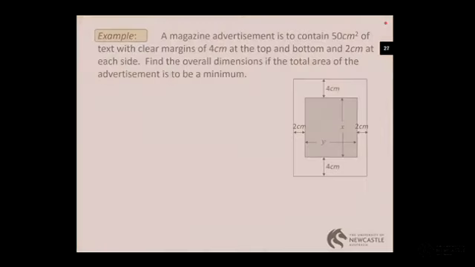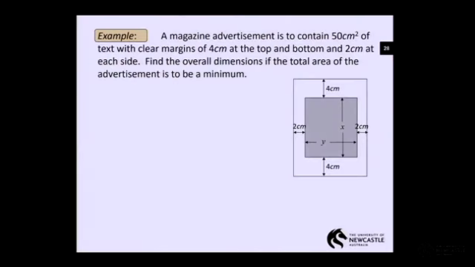Here's what it says. A magazine ad is to contain 50 centimetres squared of text, which is that grey colour, with clear margins of 4 centimetres at the top and the bottom, and 2 centimetres at each side. Now, we've given you a diagram, but in the actual exercise in this book, there are no diagrams, I think, except for one little starter. So sometimes it's up to you to figure out what a diagram would look like. So give yourself a rectangle. The text is in the middle.